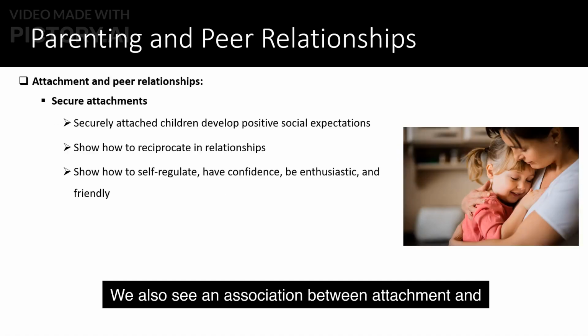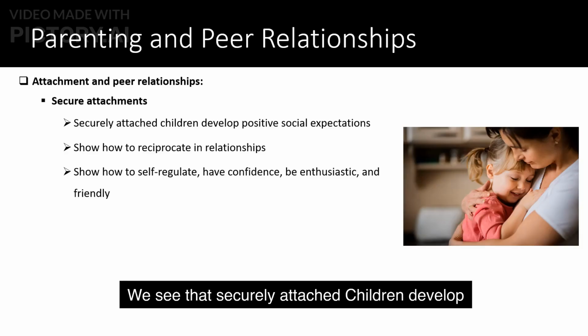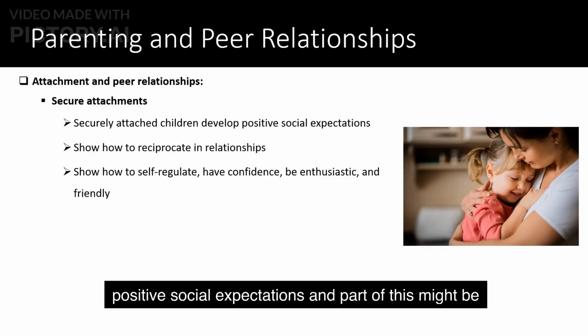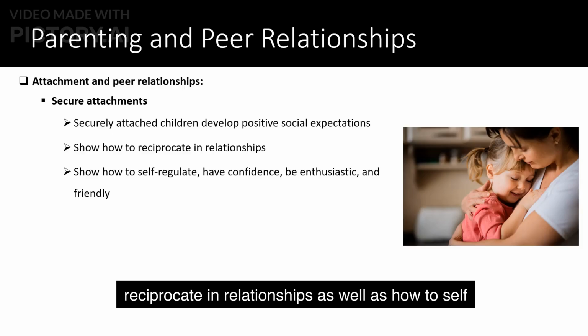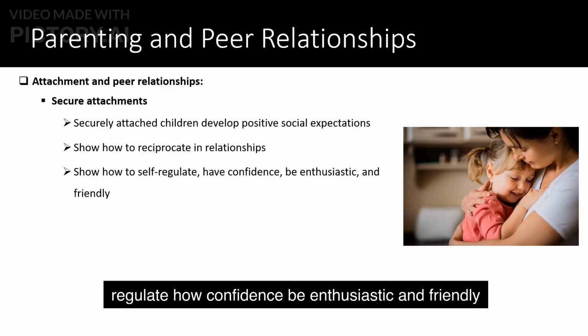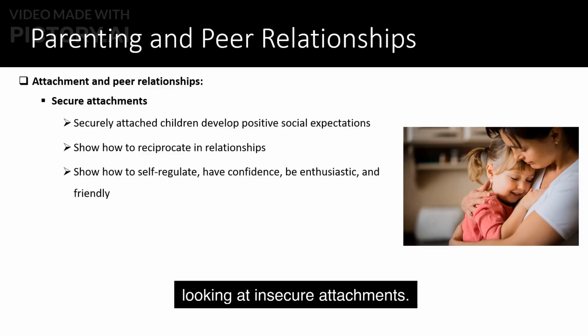We also see an association between attachment and peer relationships. Looking at secure attachment, we see that securely attached children develop positive social expectations. And part of this might be because secure attachments show children how to reciprocate in relationships, as well as how to self-regulate, have confidence, be enthusiastic, and friendly.